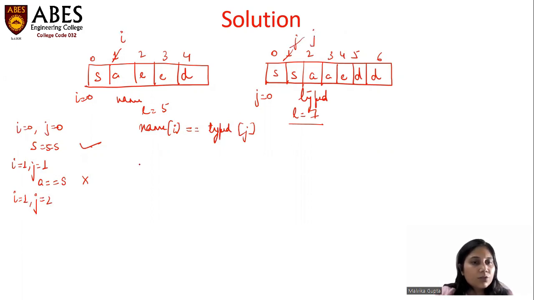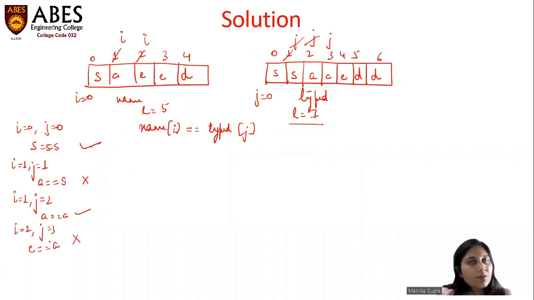Now if you check at 2, a is equal to a. So the condition is true again. So i will get incremented to 2 and j will be incremented to 3. So i will move to this particular position and j will move to this particular position. At i equal to 2, name of i is e, and if you see here, it is a. Again, this condition is false. So what will happen? i will remain at the same position, but we will increase the value of j.